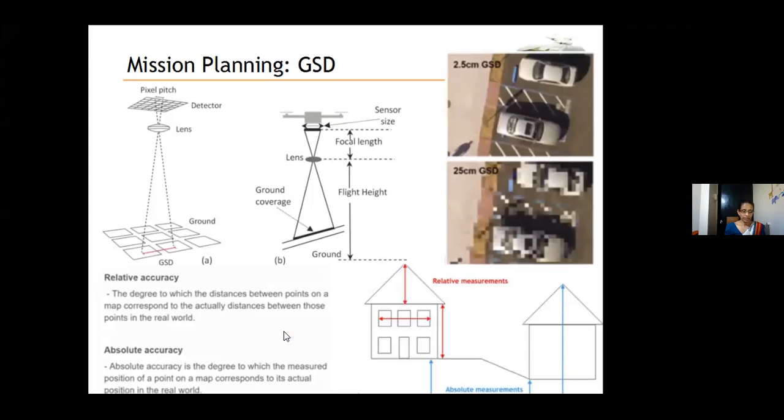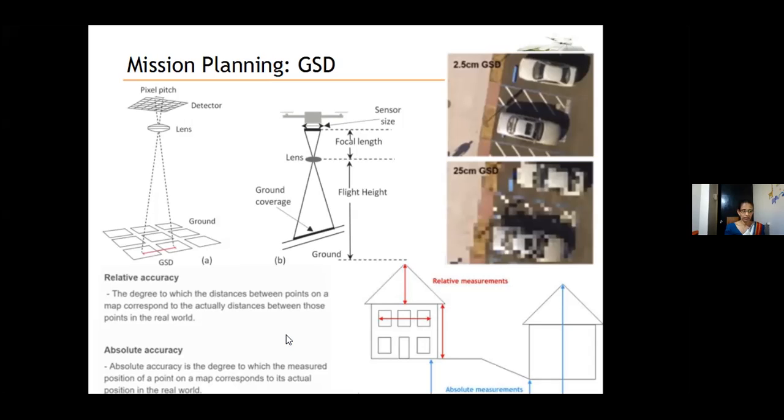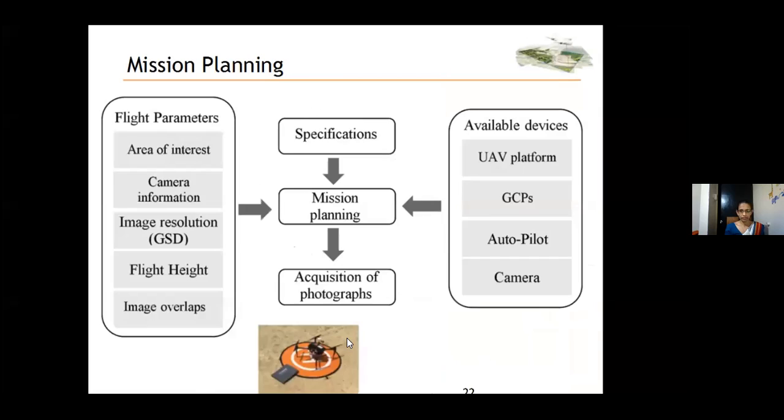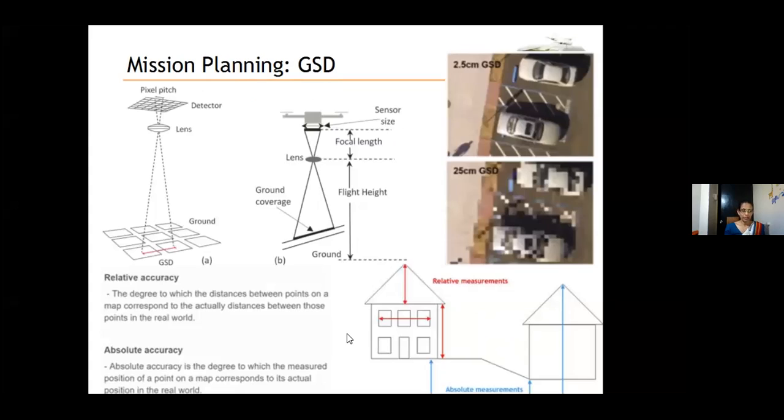Now I will explain the way of selecting and computing some of these important parameters which need to be taken into account during mission planning. So let us start with the GSD, ground sample distance.